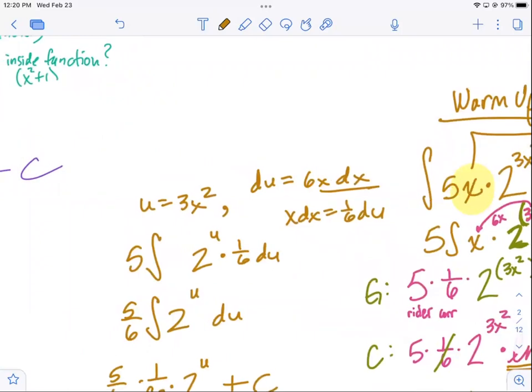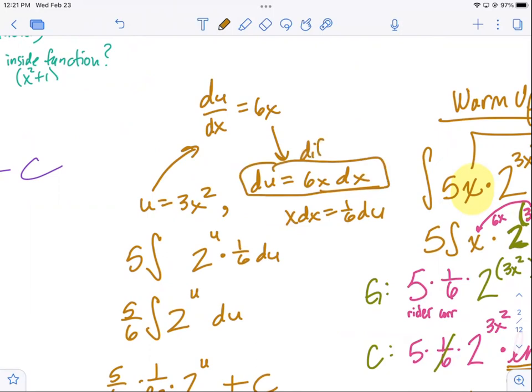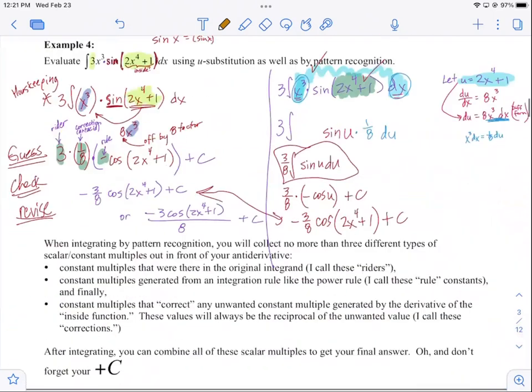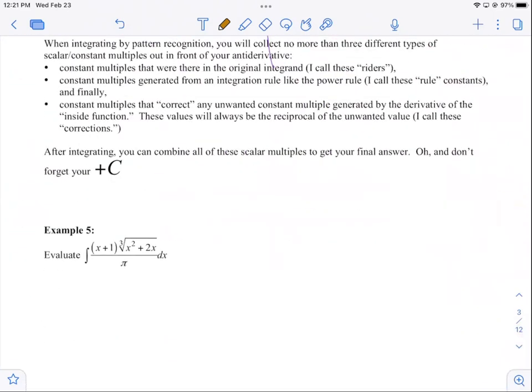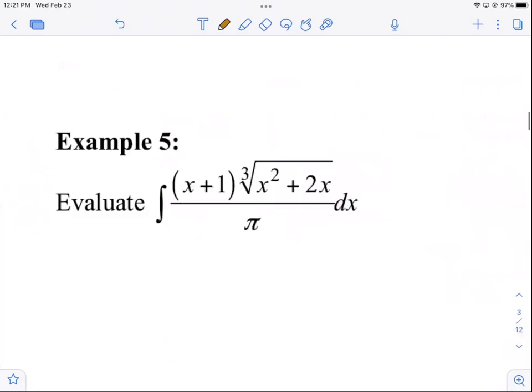Oh, I took the derivative. That was me. The derivative of u with respect to x is just 6x, and then I multiplied both sides by dx. I know I'm going to have to take the derivative. That was just me taking the derivative in differential form. You don't have to do that. You could do it in 2 steps. Take the derivative, Leibniz notation, and multiply both sides by dx. Okay. This should hopefully start getting easier and easier for you the more we do.